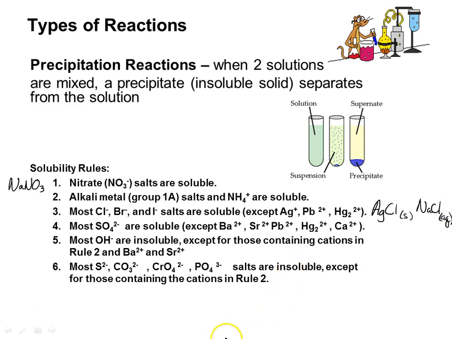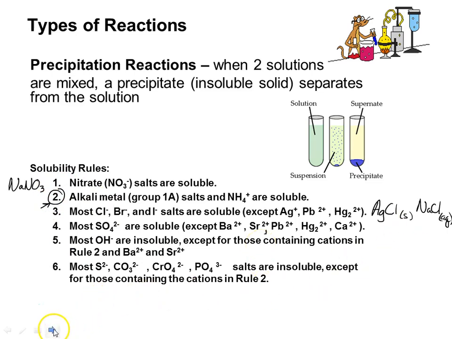that's going to be aqueous. Sulfate salts are soluble, unless, of course, they're with barium, strontium, lead, mercury, calcium. Those are exceptions to the sulfate rule. Hydroxides are insoluble, except for those containing cations in rule number 2. So things like sodium hydroxide and potassium hydroxide are soluble. Barium hydroxide is soluble, but everything else is going to be insoluble. Sulfides, carbonates, chromates, and phosphates are also insoluble, except for those containing cations in rule number 2.